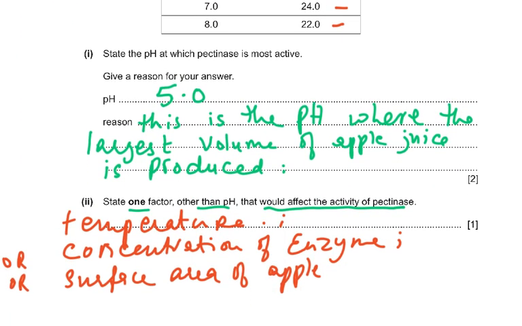So state one factor other than pH that would affect the activity of pectinase. So temperature, or you could have said the concentration of enzyme. If there was more pectinase or less pectinase, well, you remember, more pectinase means 100 active sites, less pectinase means 80 active sites. Or we could talk of the surface area of the apple because that was also not standardized. It would all be chopped in a blender, which would standardize it, or we'd have the blender on for maybe 30 seconds. So that would make it a little more uniform.